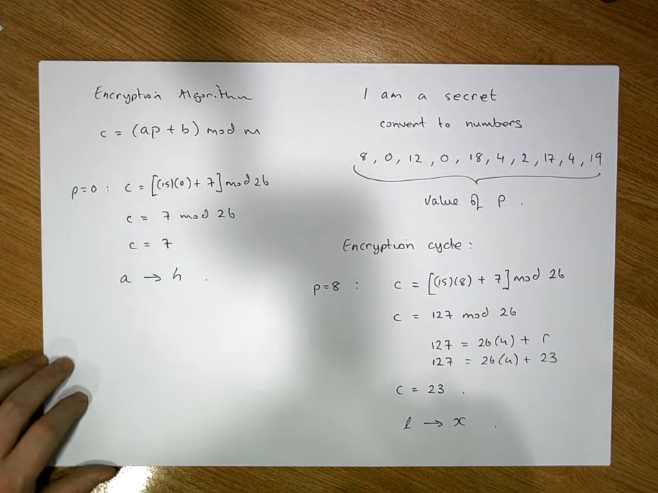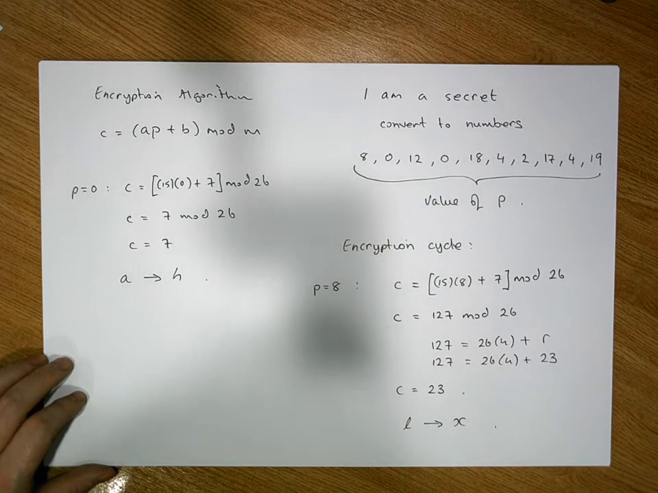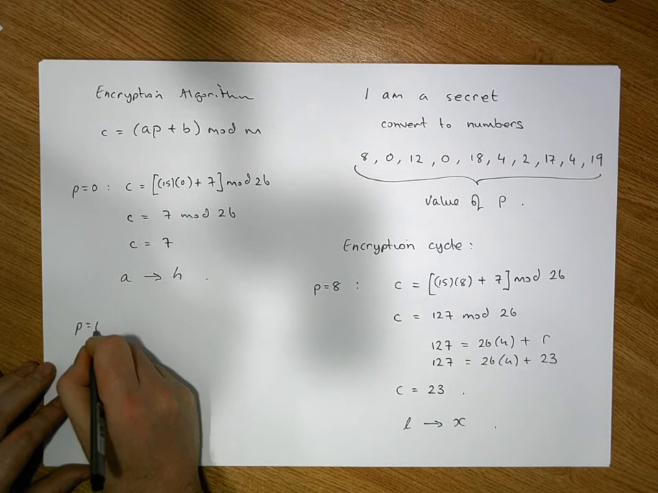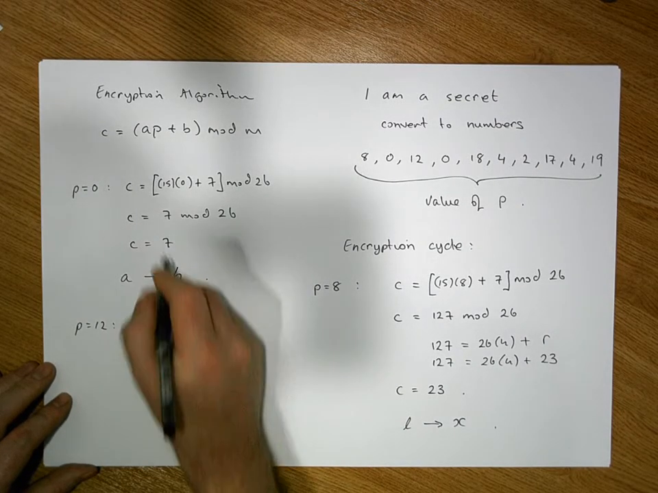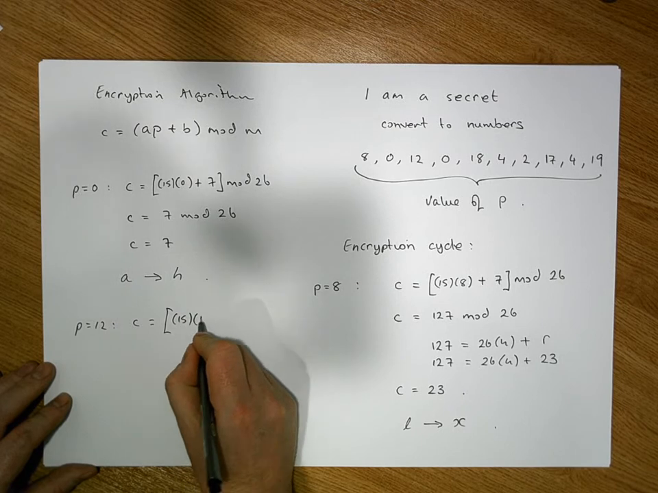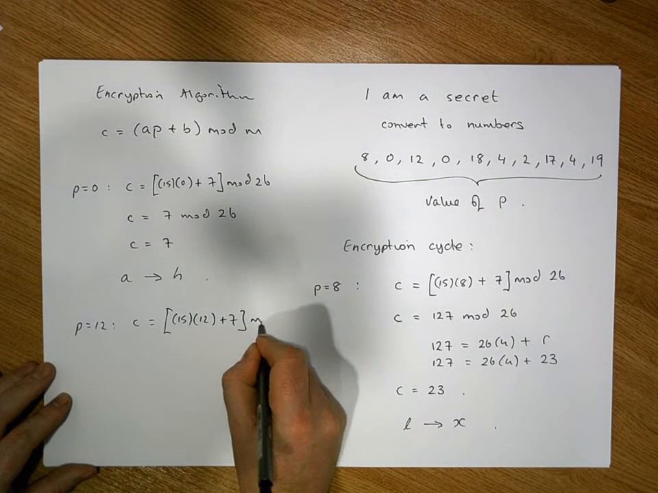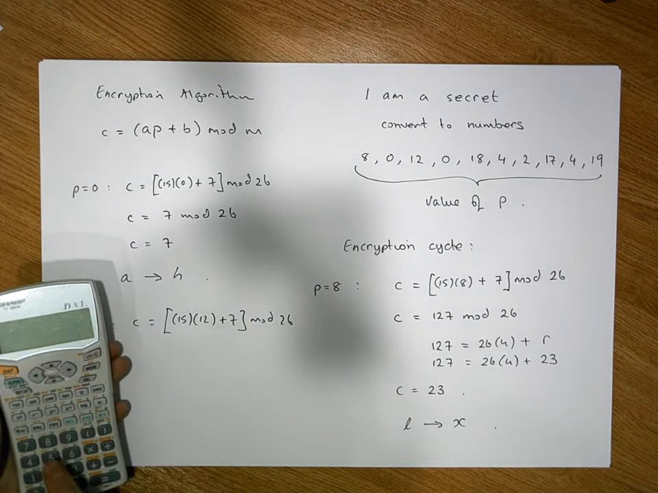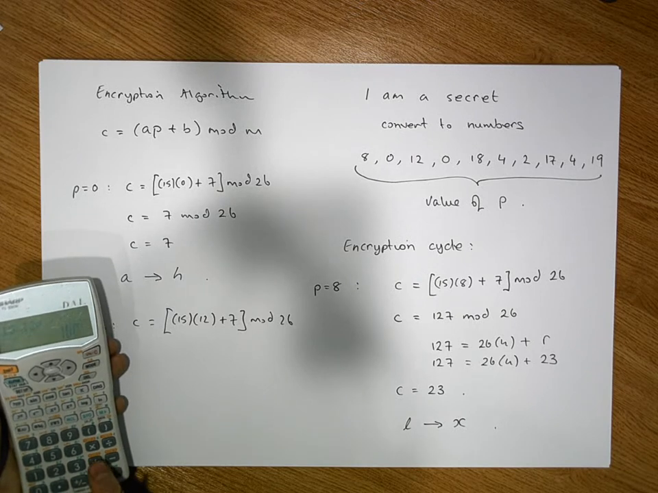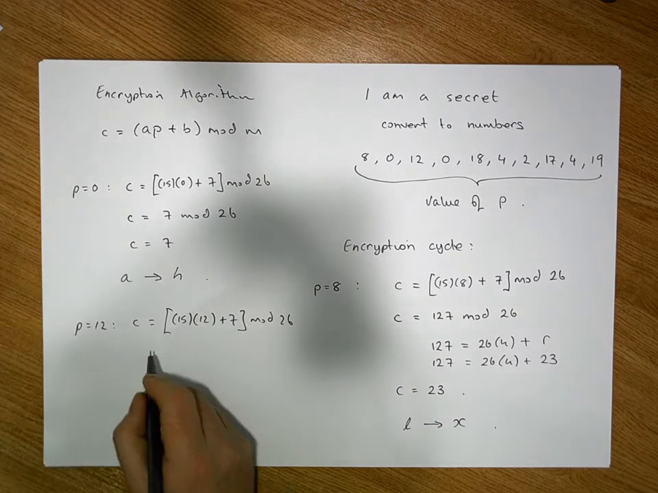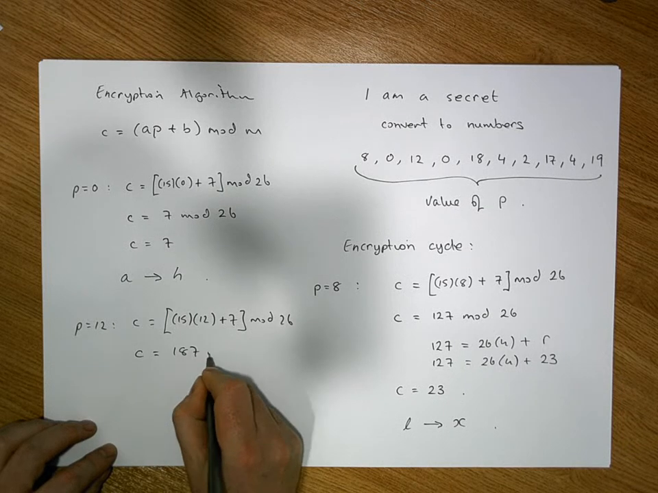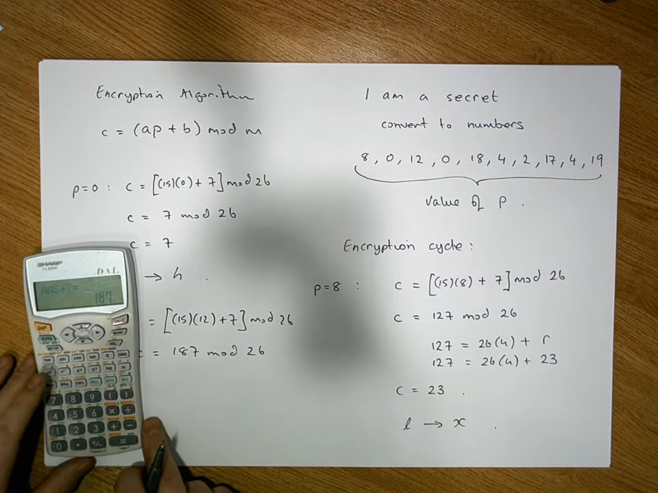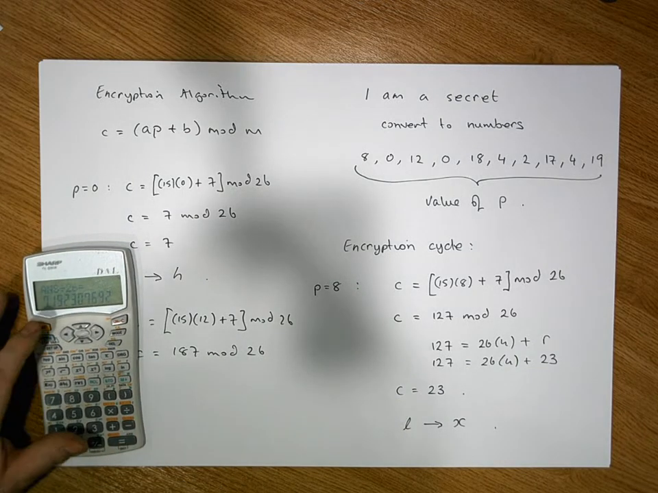And we continue in this fashion for all of our numbers, taking them and encoding them. The next number is 12, so when P is equal to 12, the ciphertext is equal to A, which is 15, times P, which is 12, plus 7, modulo 26. 15 times 12 gives us 180, plus 7 gives us 187. So C is equal to 187 modulo 26. How many times does 26 go into 187? 187 divided by 26 goes in approximately 7 times.